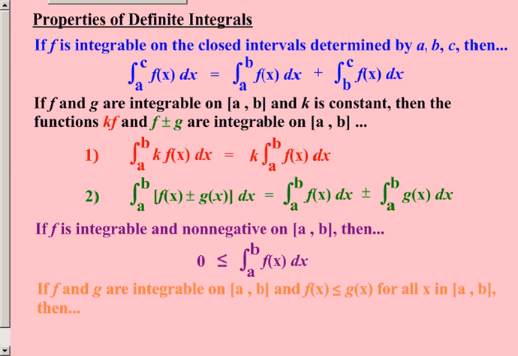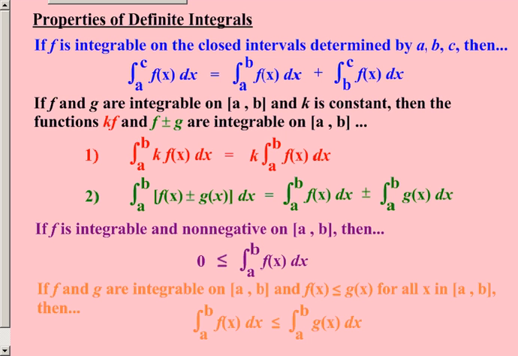And if f and g are integrable on the closed interval from a to b, and f of x is smaller than g of x for all x values within the closed interval, then your integration will follow suit as well. The integral from a to b of f of x dx will result in a value smaller than or equal to the integral from a to b of the function g of x dx.